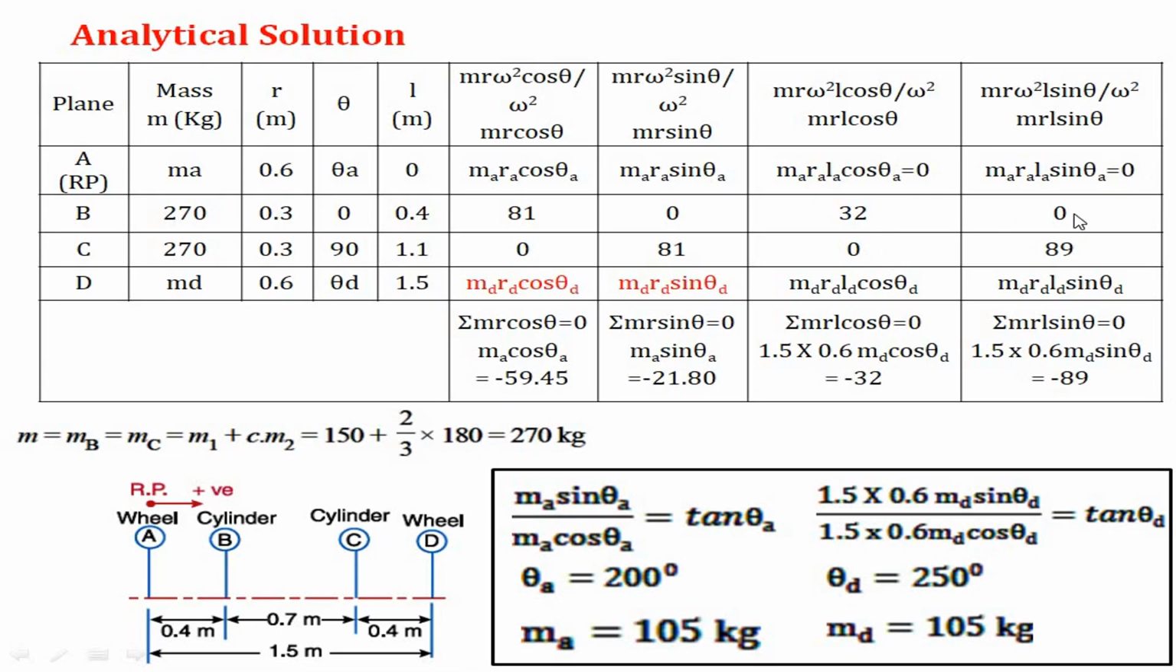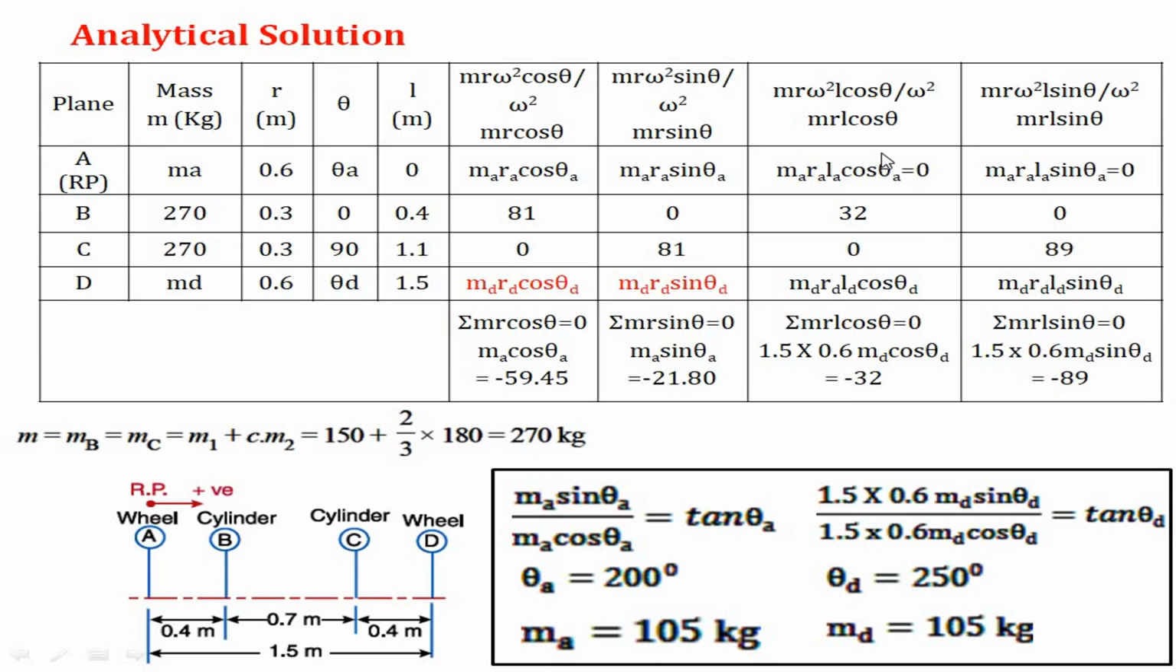Here also we are going to get 0, 0, 89. And this is going to be an entirely unknown term. But within that, we are going to find out that RD, that is radius of rotation, which is given as 0.6, as well as LD, which is going to be 1.5. So we are having two known values, and MD and theta d are going to be unknown. Similarly, we are going to find MD and sin theta d over here, in which theta d is unknown and MD is unknown for us.